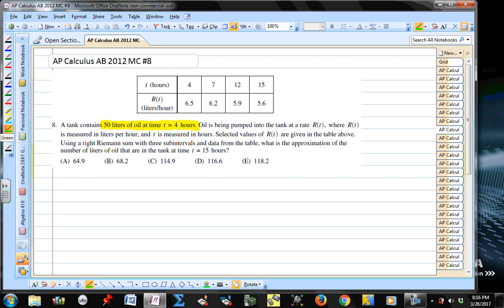Now you notice that R of t is given in liters per hour. And the question that we're asked is to approximate the number of liters of oil. So if we want to think about taking data in terms of liters per hour and finding out the number of liters, we need an accumulation. In other words, we need an integral. They tell us to use a right Riemann sum. So let's get started.